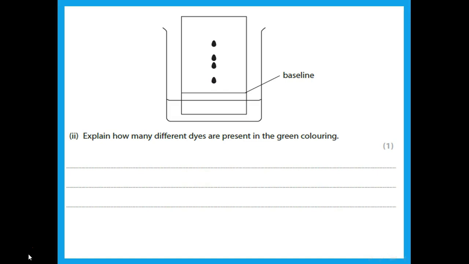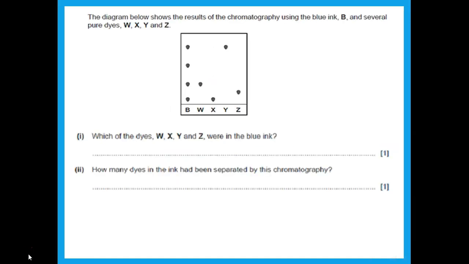Okay, explain how many different dyes are present. Well, how many spots do we have? We have 4. That means that we have 4 dyes, because it has 4 spots. Okay, so far. The diagram below shows the results of the chromatography using the blue ink B and several pure dyes W, X, Y, and Z. So he's analyzing B, which is blue ink, and he's comparing them to W, X, Y, and Z.